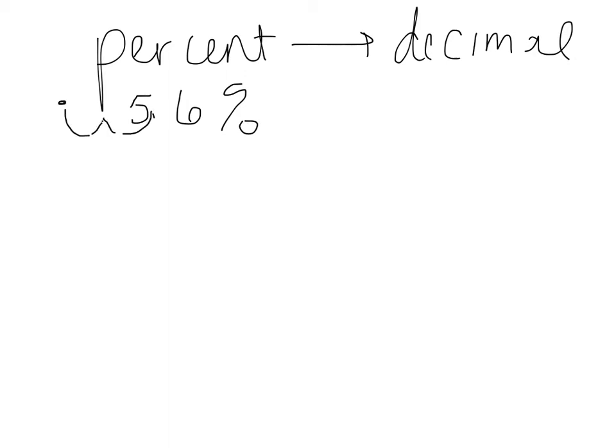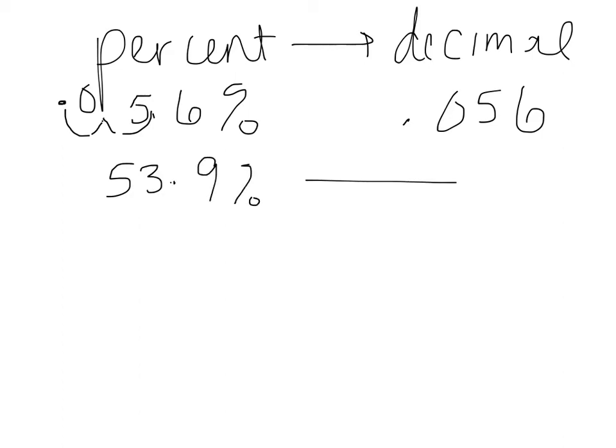So this would give us, we put a 0 in any blank space, so 0.056. So if we had something like 53.9%, the decimal would be 0.539.